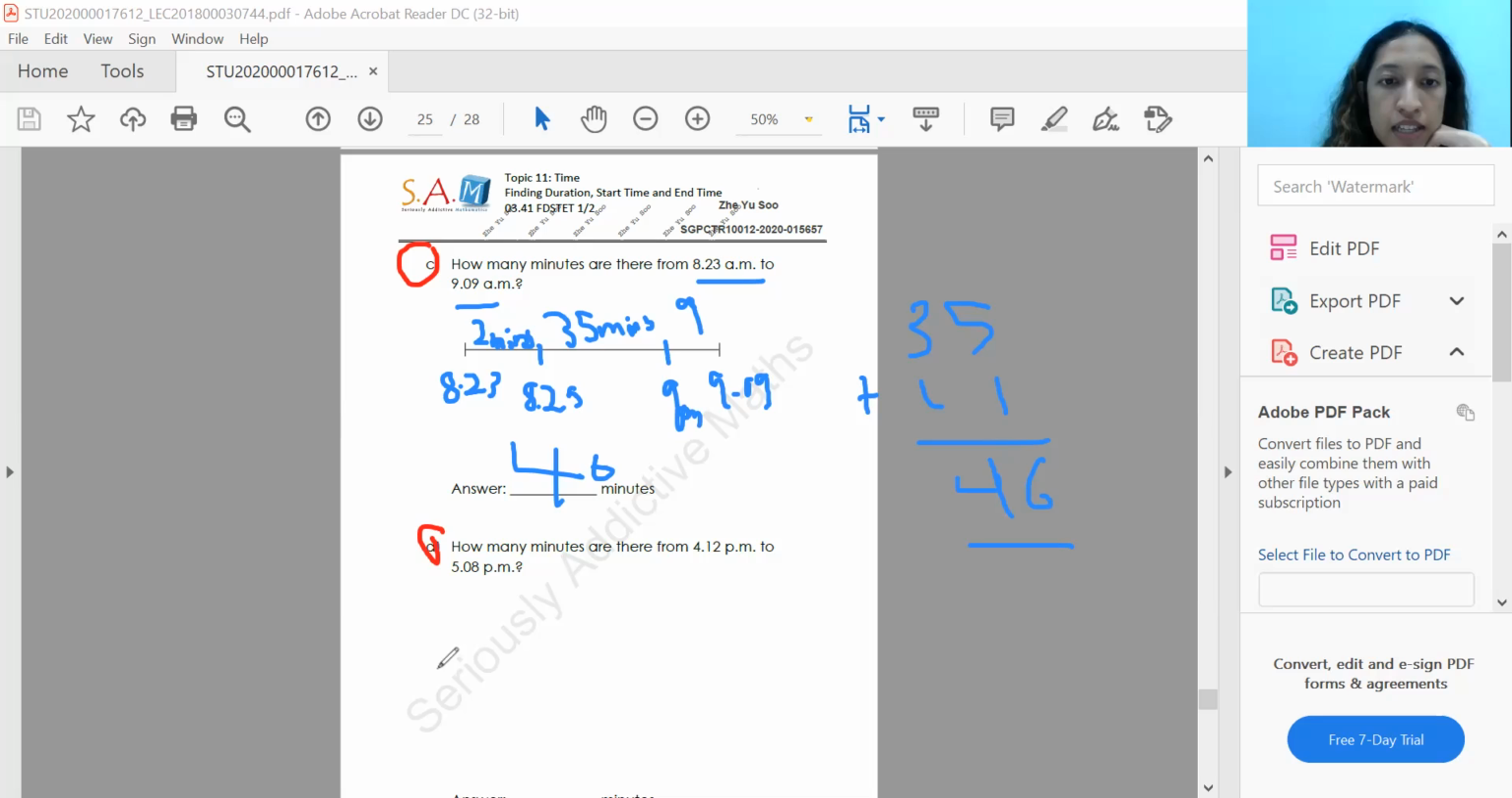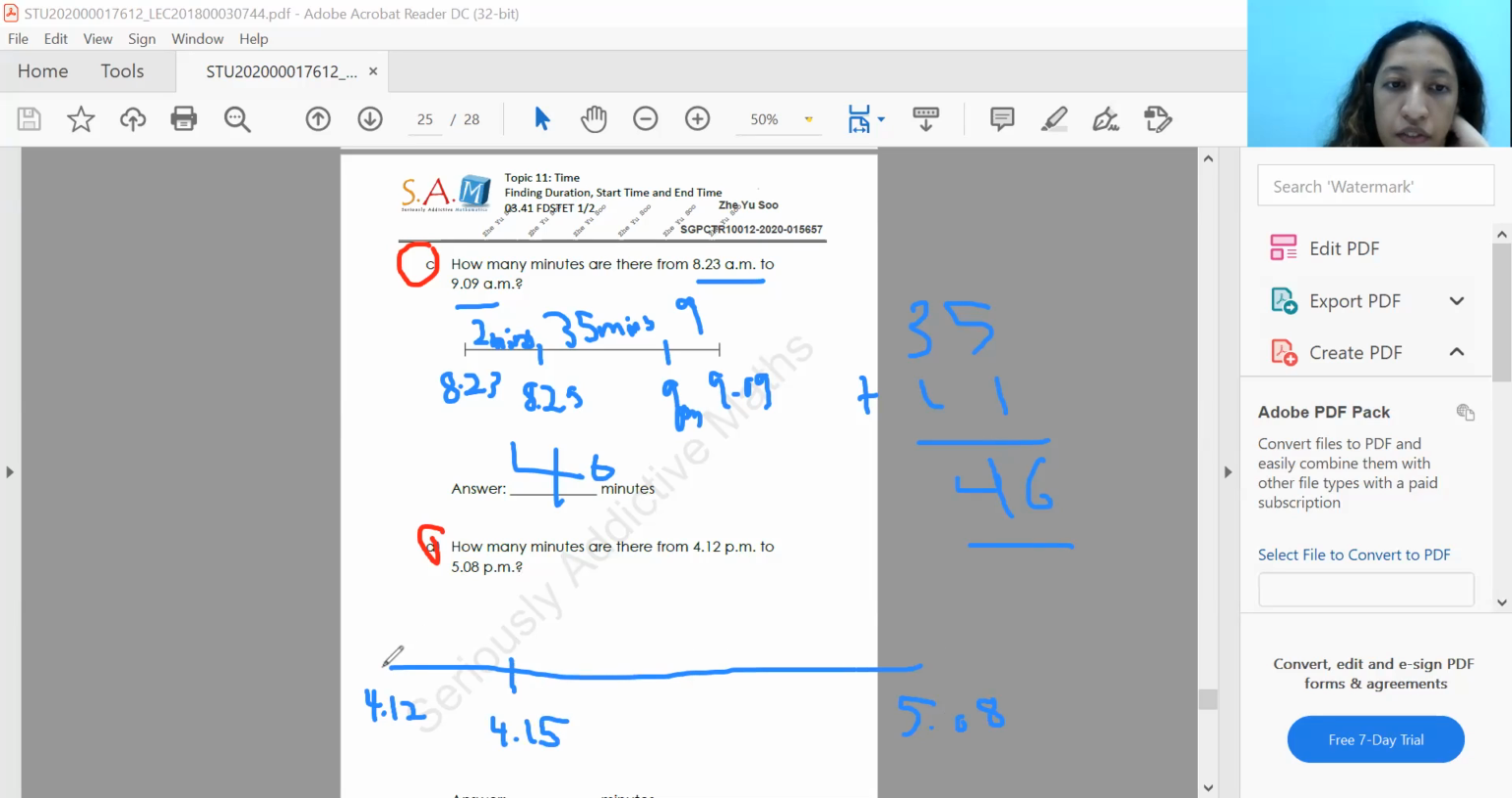So now let us see from here. How many minutes are there from 4:12 to 5:08? Okay, 4:12 to 5:08. Okay, I would want to do 4:12 to 4:15. So 4:12 to 4:15, how many minutes is that? 3. So I write down 3 minutes.